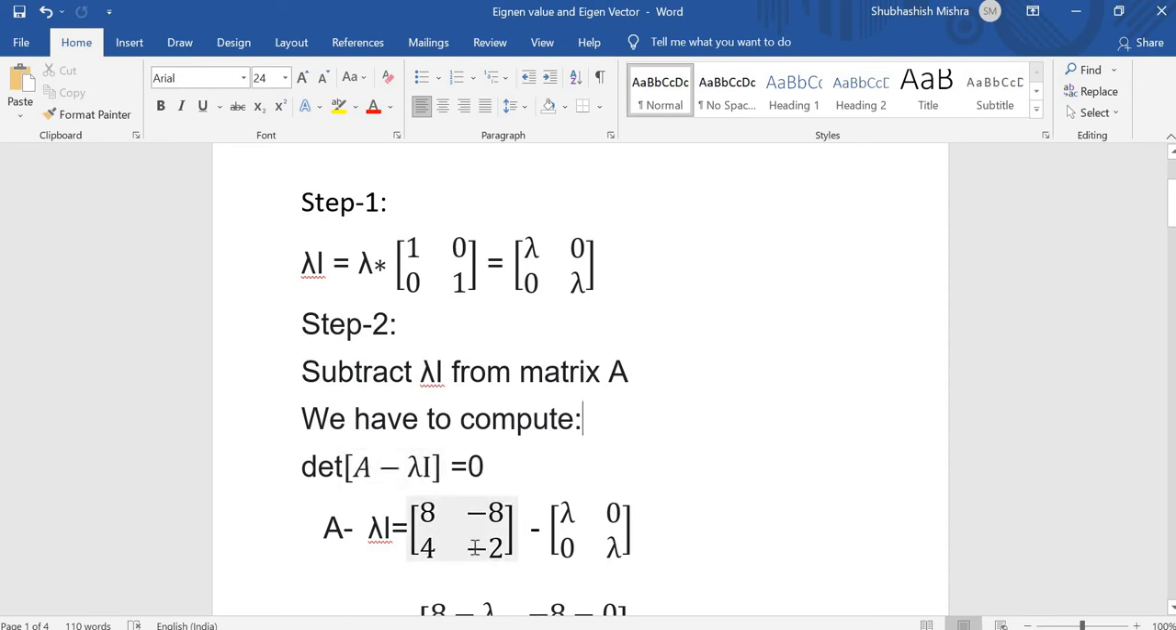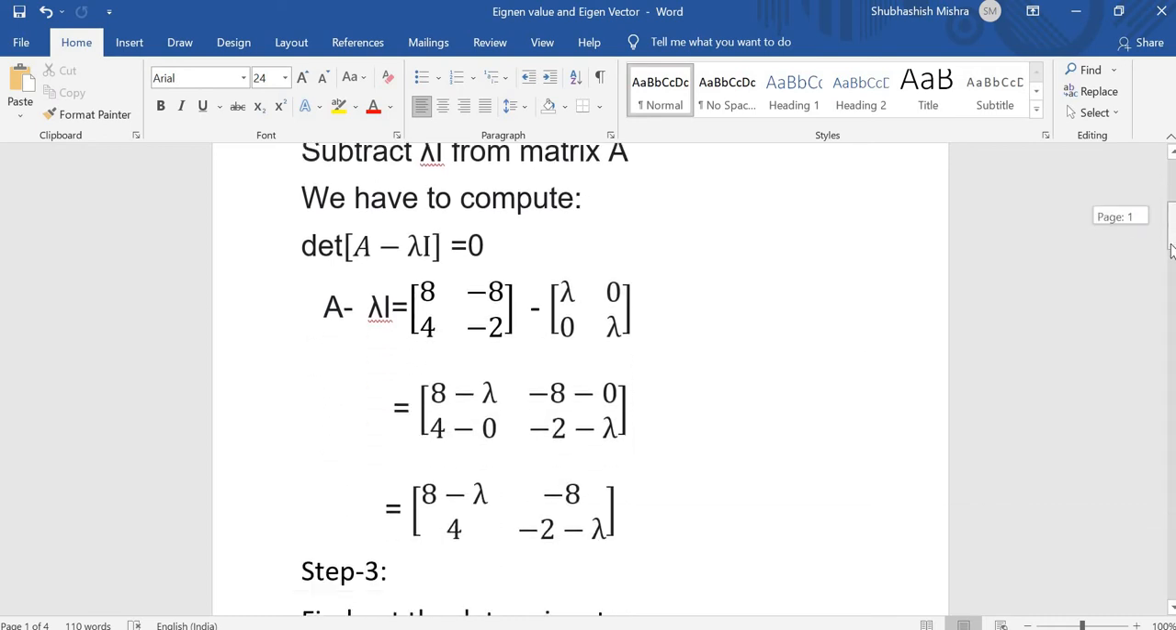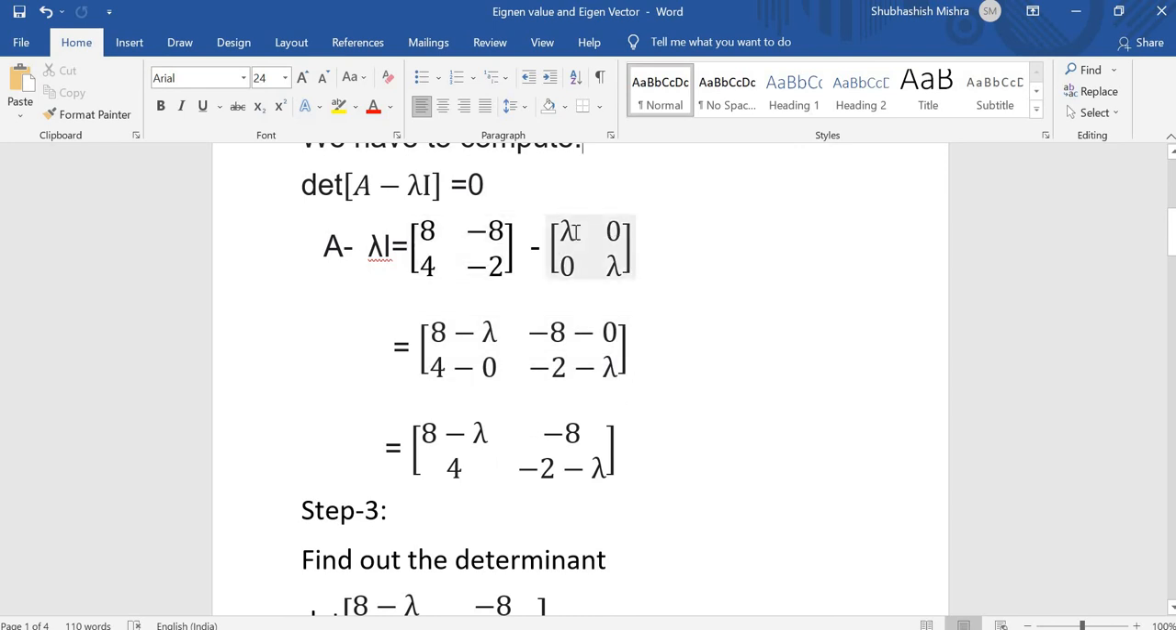So A minus lambda I comes as 8, -8, 4, -2, and then we subtract lambda, 0, 0, lambda. In that way what we get is 8 minus lambda, -8 minus 0 is -8, 4 minus 0 is 4, and -2 minus lambda. So 8 minus lambda, -8, 4, and -2 minus lambda. So this is the step. So what is step 3? Step 3 is we have to find the determinant. We have found this one, now we have to find the determinant.